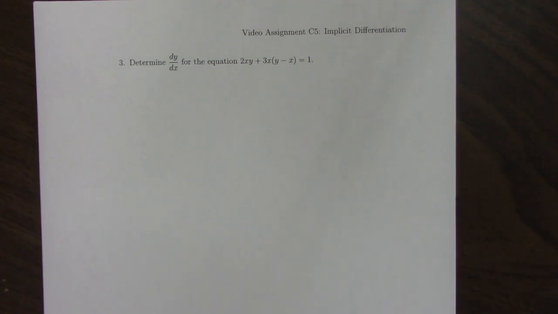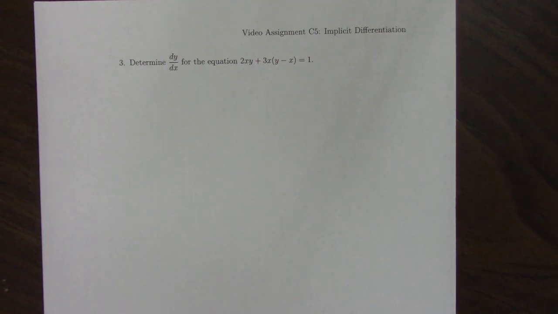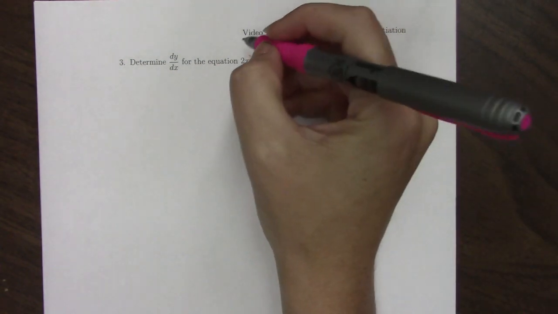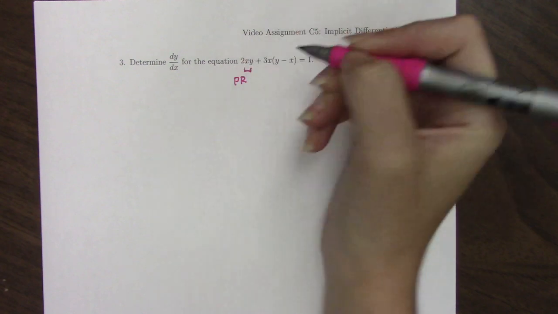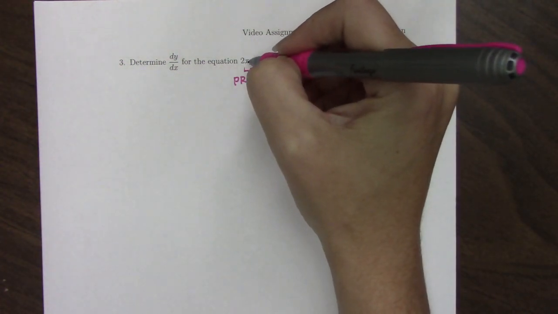Problem 3 wants us to take dy dx for this equation. So before we start taking the derivative, let's actually investigate what's going on here. So the first term is 2x times y. So this is actually going to require a product rule because we have 2x times a y.